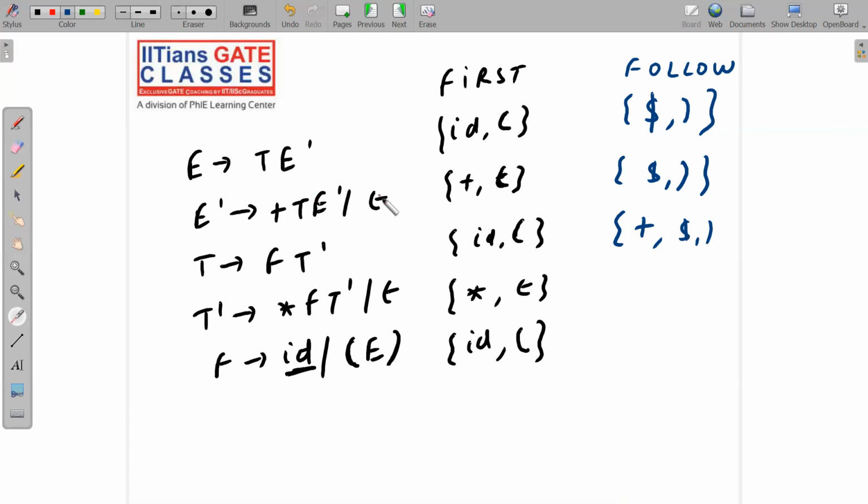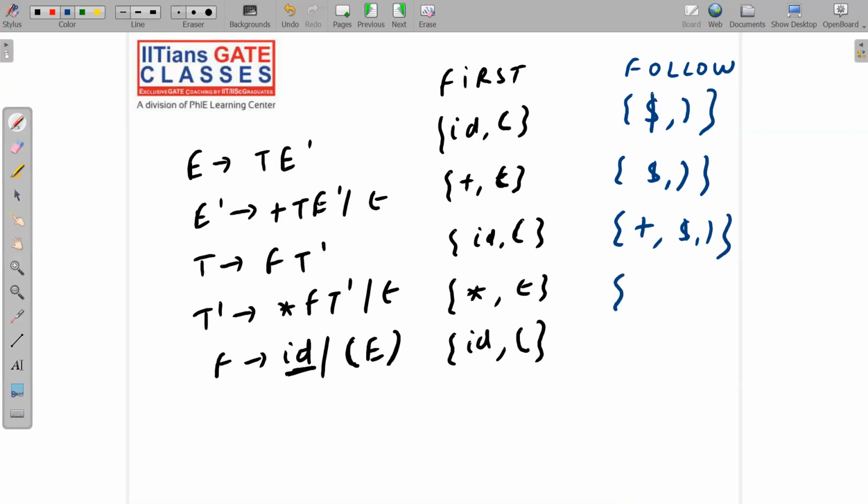Because see here E dash is going to null because first of E dash is plus and null. So it can go to null. So E dash can go to null. So follow of T will be follow of E dash. Follow of E dash is dollar and closing bracket, which we have already considered. So nothing new will come. That's it. So this is our answer.